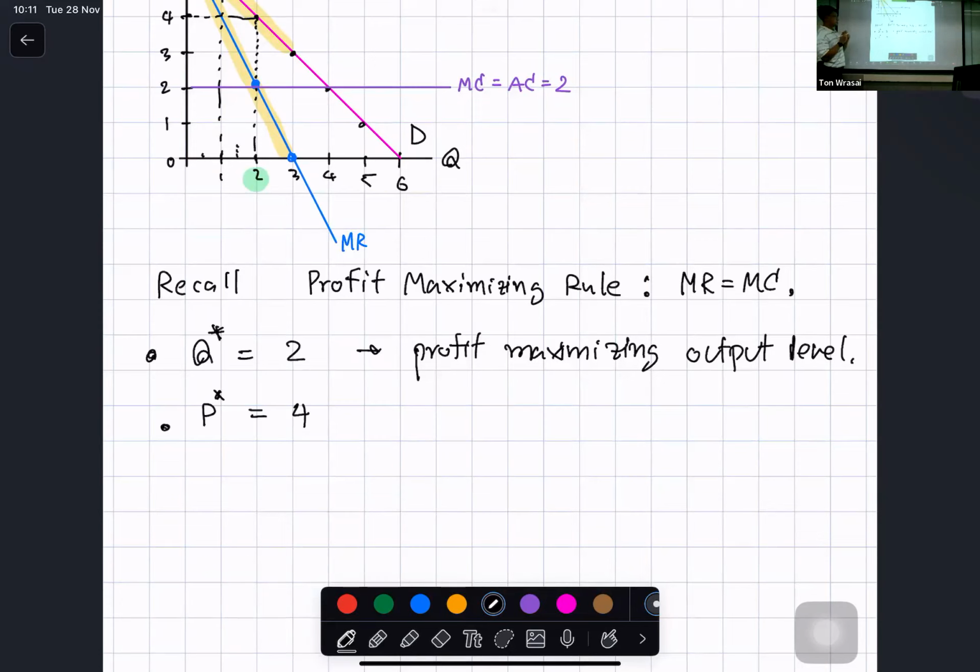Okay. Then P times Q, revenue generated would be equal to 4 times 2, 8.